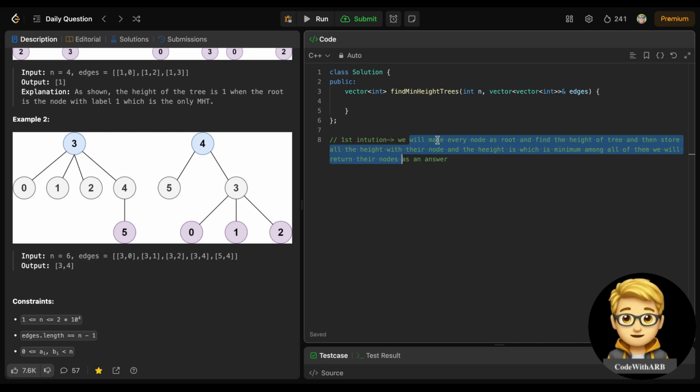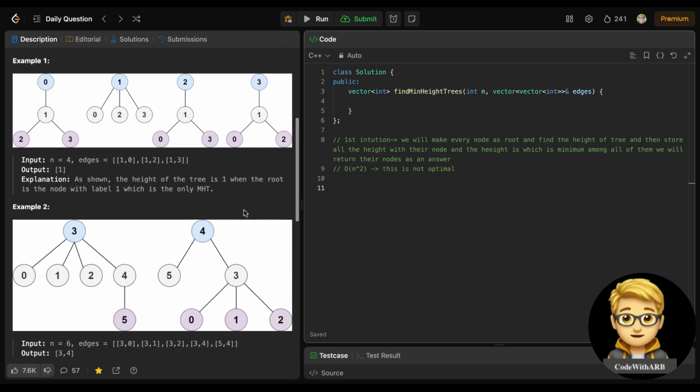But what will be the problem here? If I choose every node and find its height, finding the height for one node takes O of n, because I need to traverse all of the tree to find the height. So for every node it takes O of n, and there are n nodes, so that will be O of n squared, which is not optimal, right? So let's think about this another way, right?